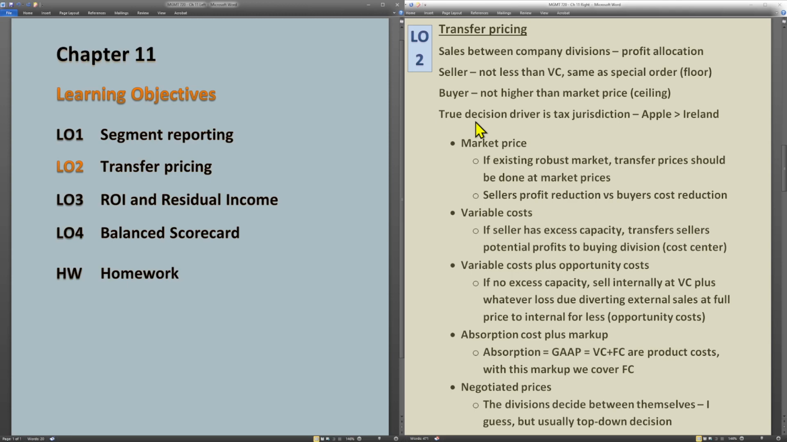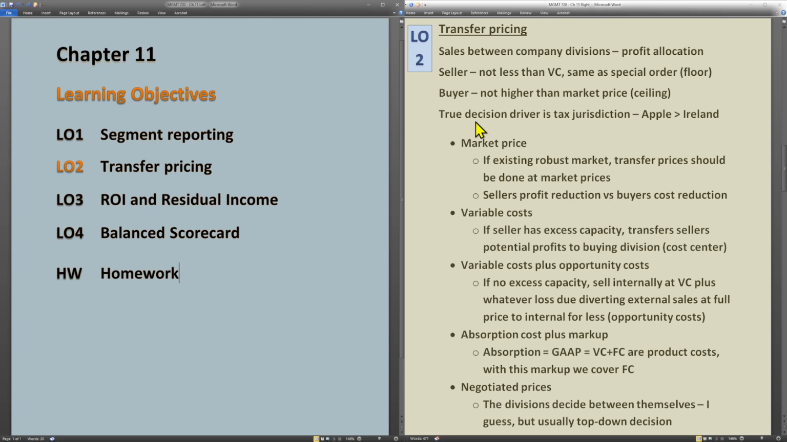The second one, variable costs. These market price and variable costs are just what I was saying, the ceiling and the floor. The important thing to know about variable cost is whether the seller has excess capacity. Because if we look at the next one, variable cost plus opportunity cost, if there's no excess capacity, that means the internal selling division is selling all of their capacity to external users, meaning they are generating some profit and they're covering all their fixed costs.